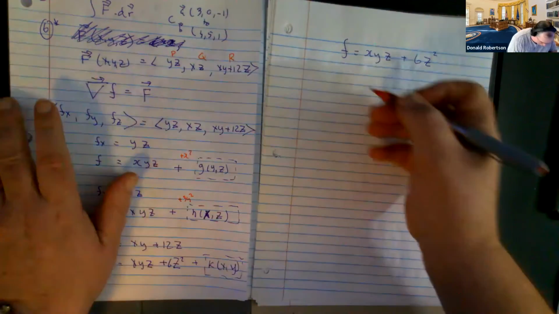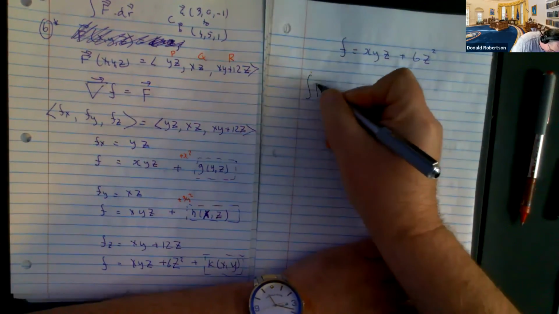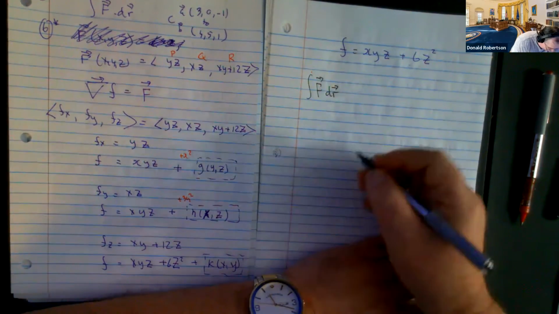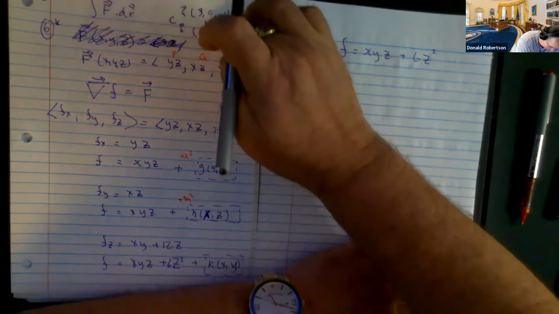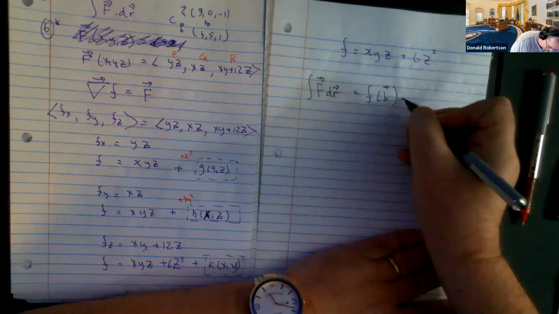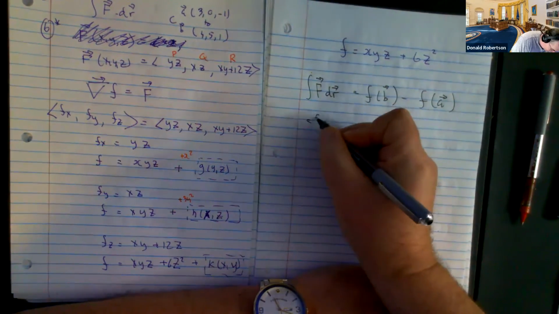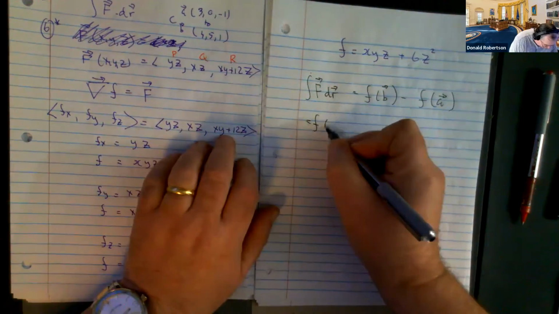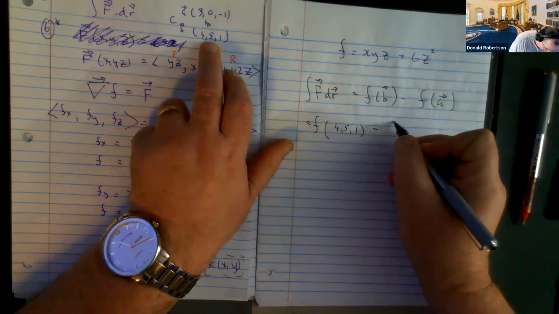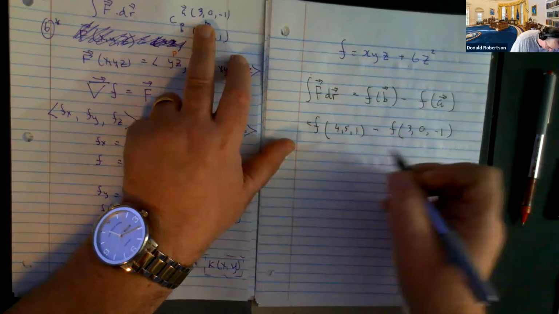Okay, so we've got this. Then we should be able to get the answer. The line integral through the force field F from the point there to there is going to be the potential function at B, take away the value of the potential function at A. In this case, it's going to be the value of the potential function at (4, 5, 1), take away the value of the potential function at (3, 0, -1).